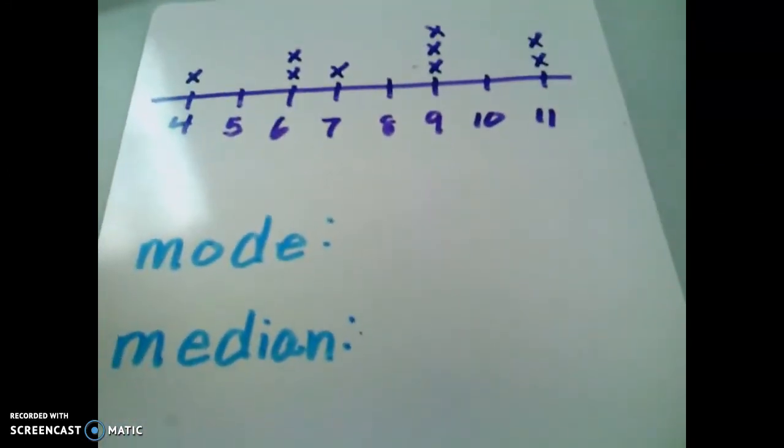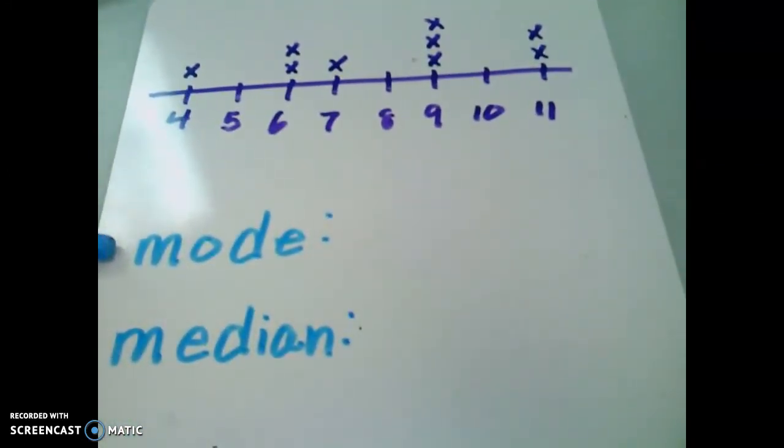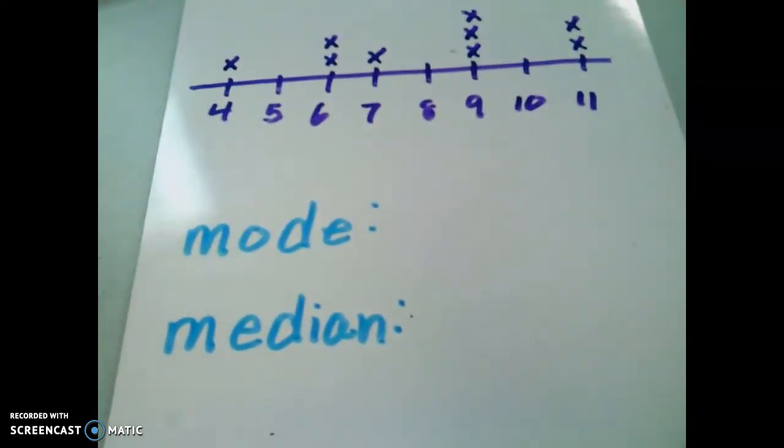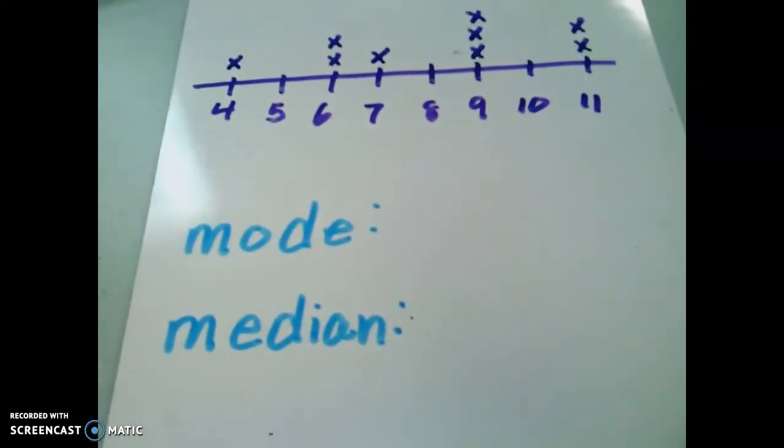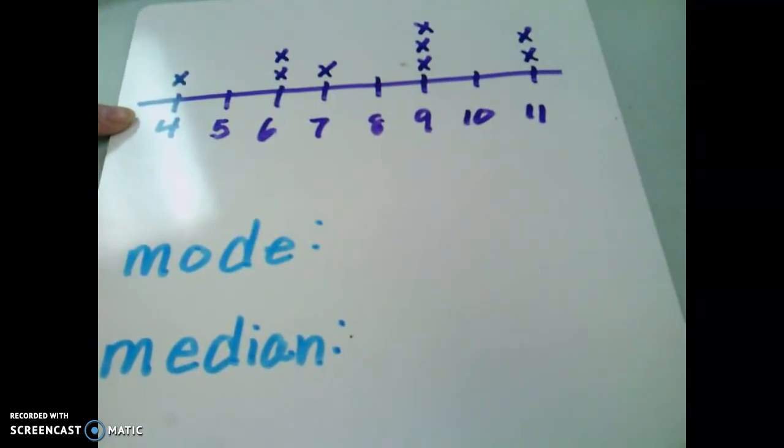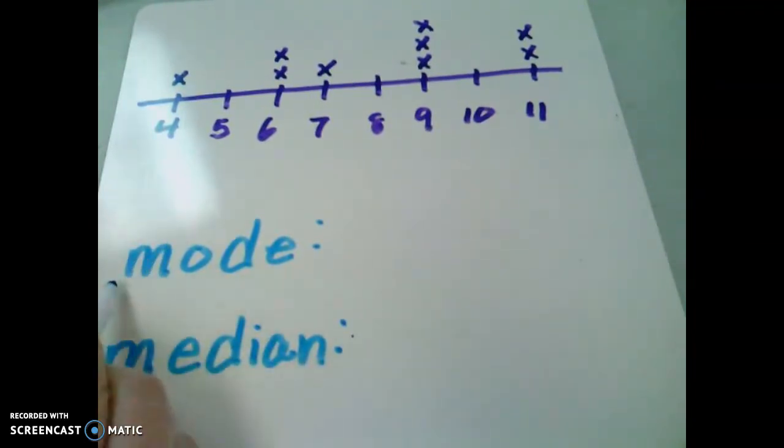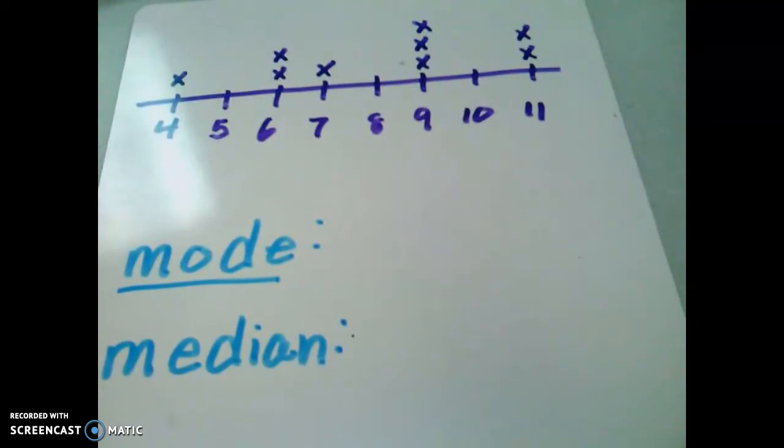Hey kiddos, today we're going to talk about mode and median when you're looking at a group of numbers. So here I have a line plot graph and I have x's above different numbers. You need to know the numbers and you need to be really paying attention to the little x's. So when we talk about the mode of a number, we're talking about the number that is used the most often.